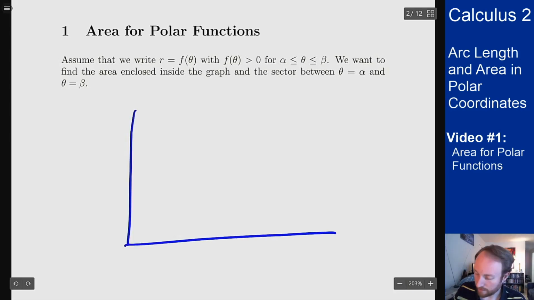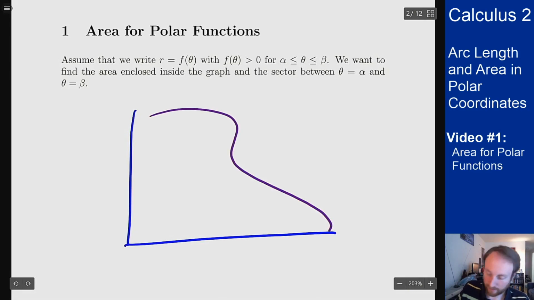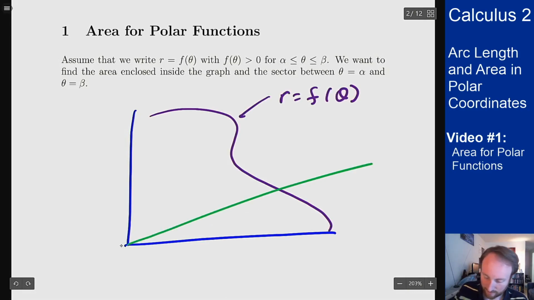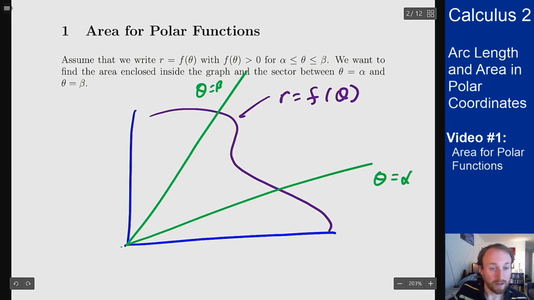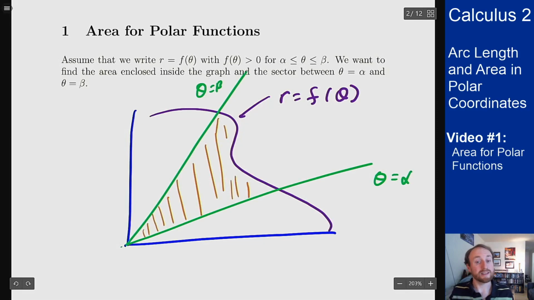Well, the picture is something like this. You've got your function, r as a function of theta, out here, and I want to take two slices at angles alpha and beta, and I want to figure out this region inside here. So we're trying to figure out what is the area of that region. That's the picture we're trying to think about here: the area inside a curve like this.